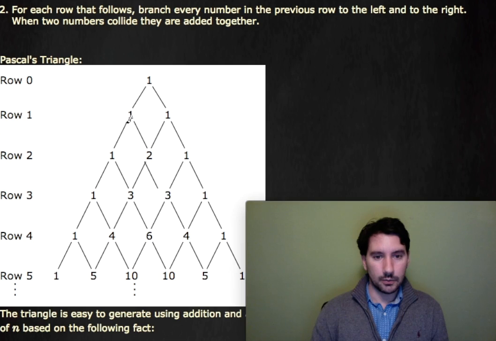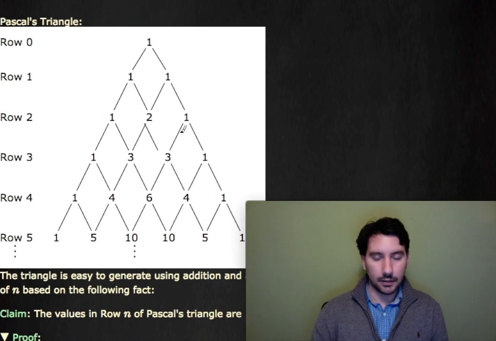Now for row 2, we're going to branch row 1 to the right and the left. So it branches this way. So this one will branch left and give us a 1, but this one, when it branches right, will collide whenever this one branches left. So we get two 1s colliding together, which gives us a 2. And this one will branch right, which gives us a 1. And then we continue this on down.